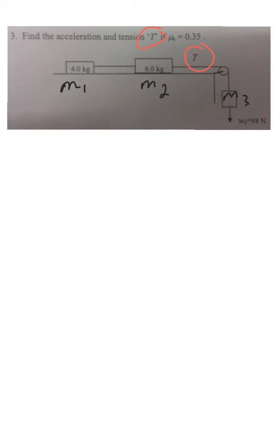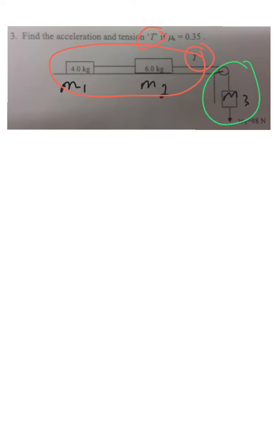You can isolate mass 2, all right? Actually, that's a little bit tricky. You can't really isolate mass 2 because you don't know tension 1 or tension 2. You could isolate this whole thing together, these two together, and treat it as if they're moving together, or you could isolate the hanging mass. Now, I like the hanging mass.